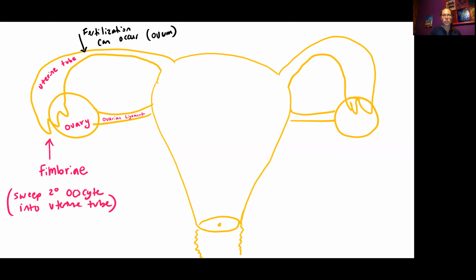So when ovulation occurs, that immature ovum or secondary oocyte is released from the ovary, and then these fimbriae help to sweep that cell up into the uterine tube. It's in the uterine tube that fertilization can occur if it's going to. So just keep in mind those sperm have had to move all the way through the uterus into the uterine tube in order to make contact with an immature ovum. And it's not until fertilization occurs that that cell will actually become the ovum.